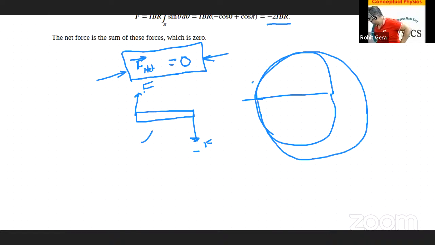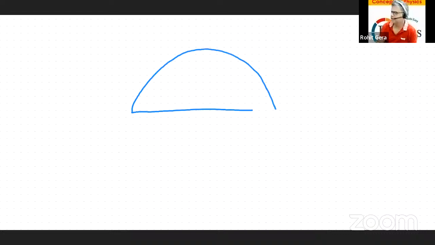Right. So let's say we have a semicircular wire. Okay, it's not a full circle, so it's half a circle. What happens in the case of a half a circle is the question. This is a semicircle, and the current in it is flowing like this.